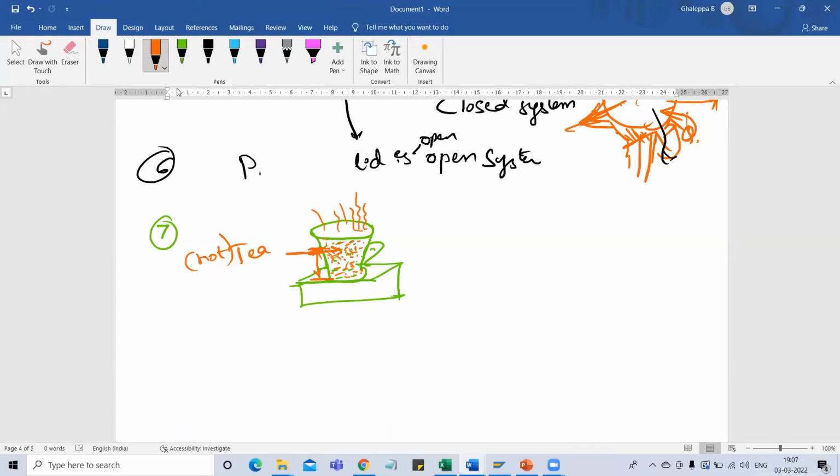So it depends on you how you will justify your answers. If the vapor is there, then it is an open system. But when the hot tea is placed on the table, it is not vapor. Vapor will not go out, only heat will go out. Heat will go out. This is not vapor.